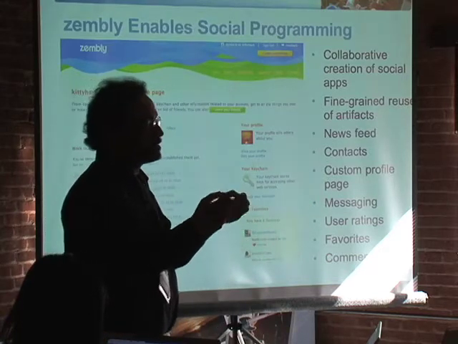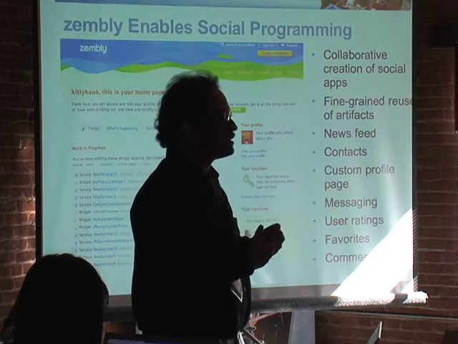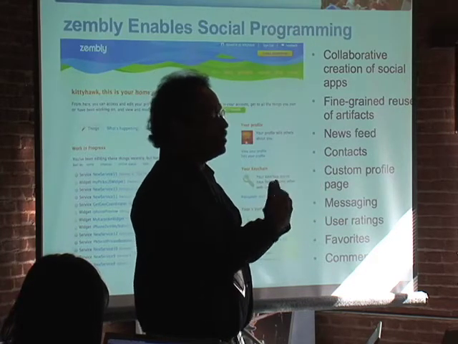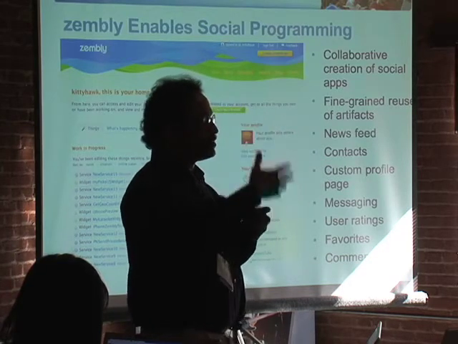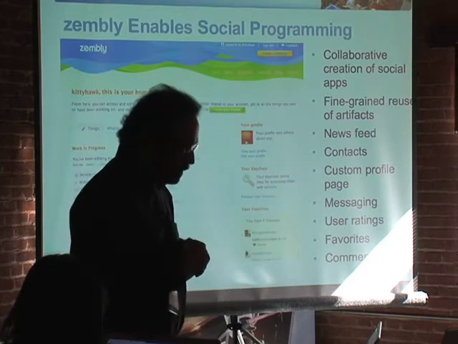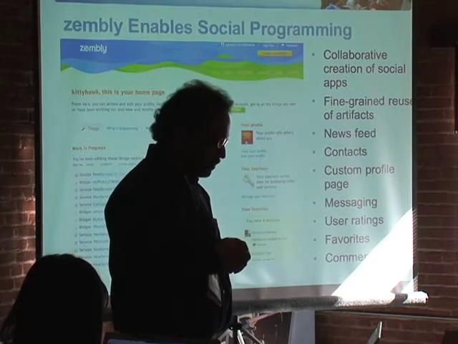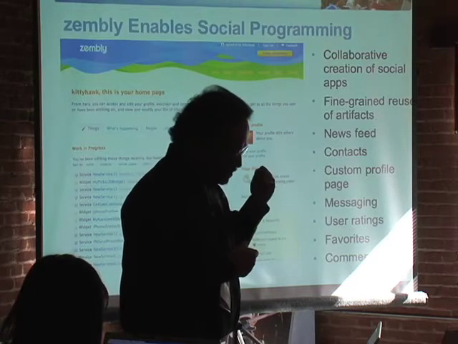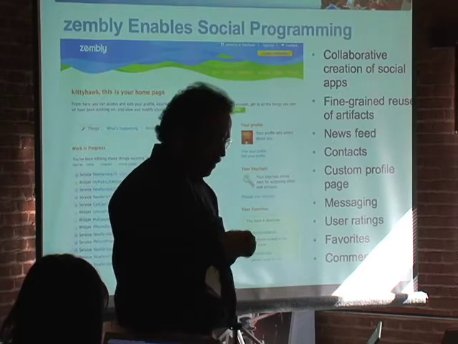And you get news feeds just as you would in the other social networks. So let's say that you're consuming a particular service, and that service has changed. Then you get a news feed saying, hey, the API for the service has changed. And the nice thing is that you can have both versions of those APIs running simultaneously. And you can have your contacts, your friends, so that's your social network within Zembly, and you have a custom profile page. There's messaging. You want to send messages to each other within Zembly, you have the ability to do that.